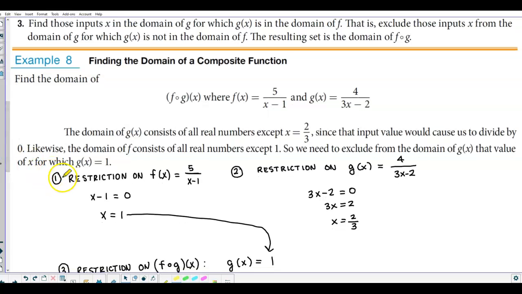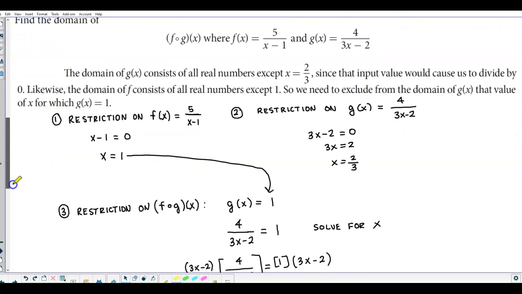So how are we going to go about this? Here's step 1. We're going to first find the restriction on the function f(x), which is equal to 5 over x minus 1. For that restriction, we set the denominator equal to 0. So x minus 1 is equal to 0, so we know that x cannot equal 1. Now, there's also a restriction on g(x), which is equal to 4 over 3x minus 2. We're going to set 3x minus 2 equal to 0. Solving for x, we get x is equal to 2/3. Again, if I plug 2/3 into this function, it's going to make it undefined. If I plug 1 into this function, it's going to make it undefined.